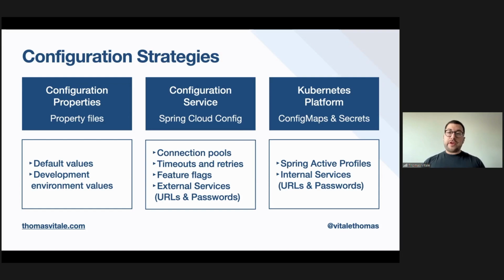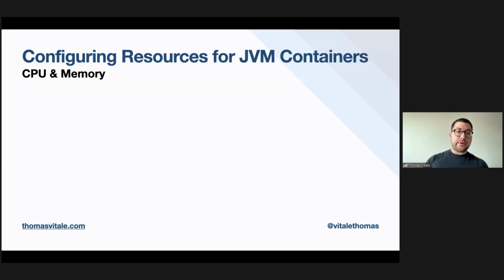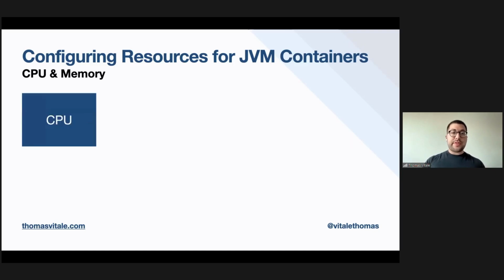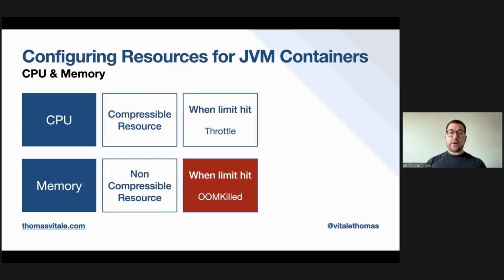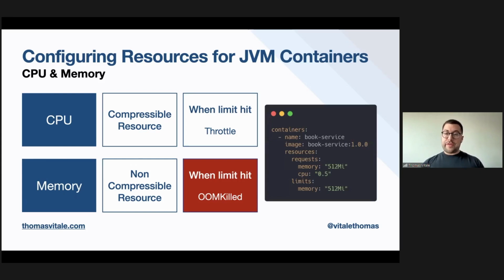Talking instead about configuring the container itself, so not the application, it's important to take care of how we assign CPU and memory to each container. Notice that the CPU is a compressible resource. So when the limit is hit, the process is throttled. The application would still run, but maybe with lower performance. Instead, memory is a non-compressible resource. If we hit the limit, then the application dies with a dreadful out-of-memory killed error. We don't want to do that. So pay attention to how you configure both requests and limits for both memory and CPU.